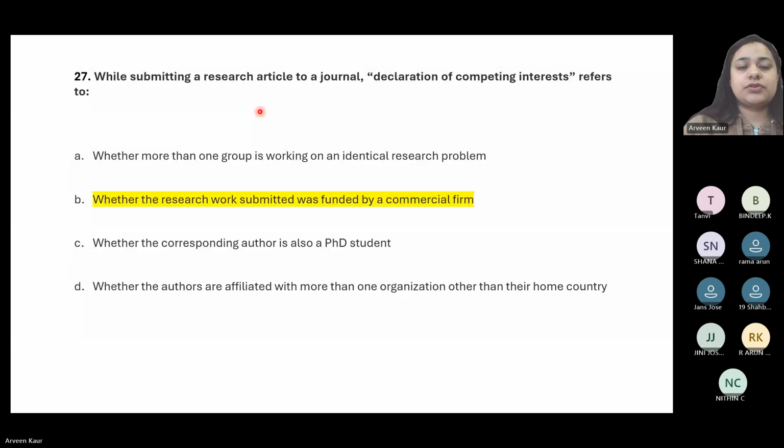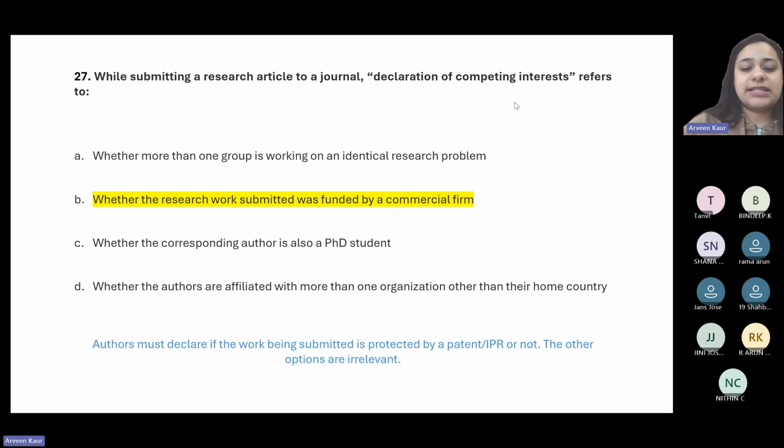Okay. So option number B, which says whether the research work submitted was funded by a commercial firm, right? So if, for example, again, you are working on a drug and your research is being funded by some drug company, some pharma company, right? So you need to declare that, because whatever you are finding, that research is not just for the research community or the research to go forward. It is also because you want to support maybe the future commercialization of a particular drug, right? So you need to always declare that.